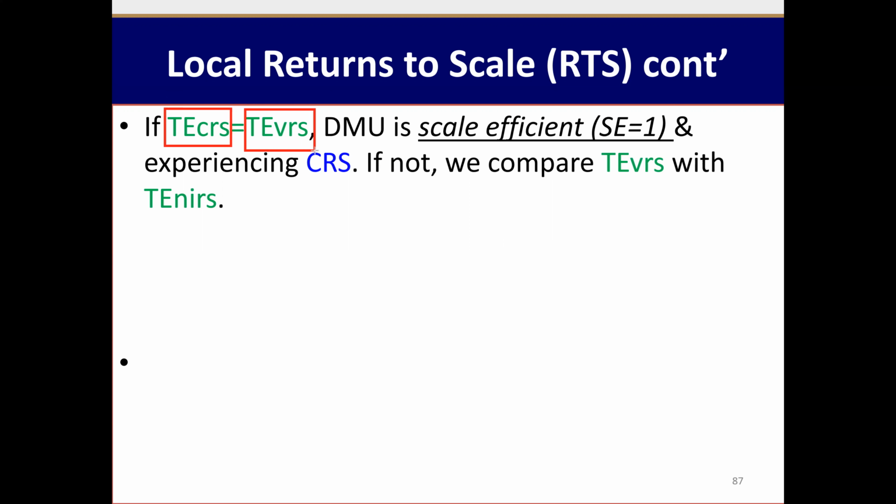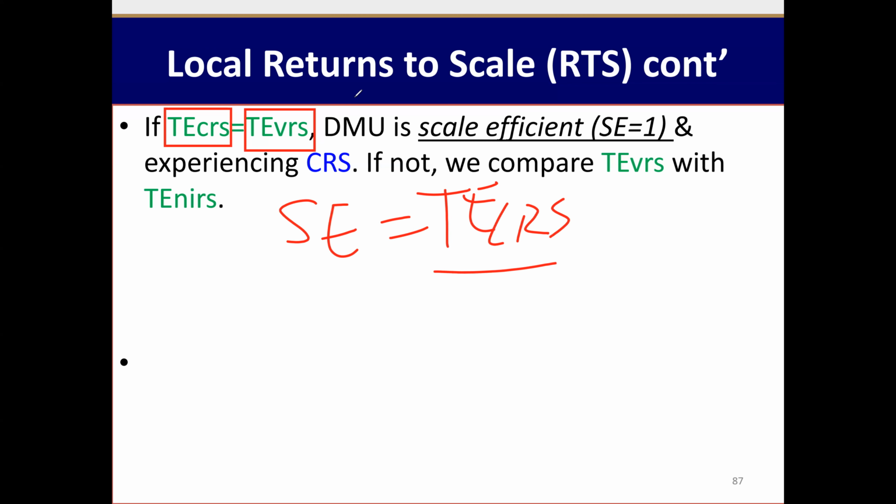Now, in this case, when you estimate the scale efficiency score, remember that the scale efficiency score for any particular firm is the technical efficiency of that firm under the CRS divided by the technical efficiency of that firm under the VRS. Okay, so take note. When the TE for the CRS equals the TE for the VRS, then the scale efficiency is 1. That is when the scale efficiency equals 1. And in this case, we say that firm is scale efficient.